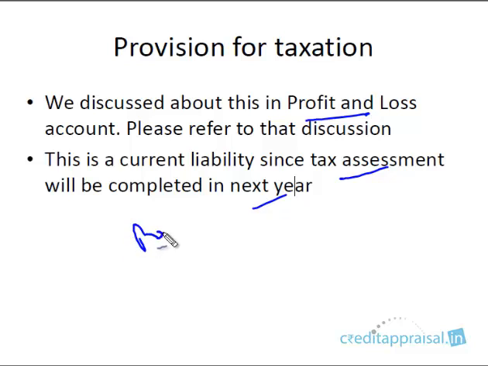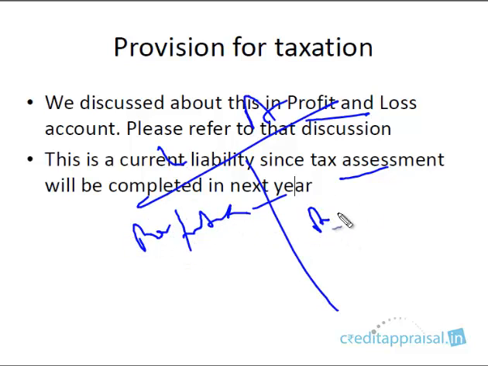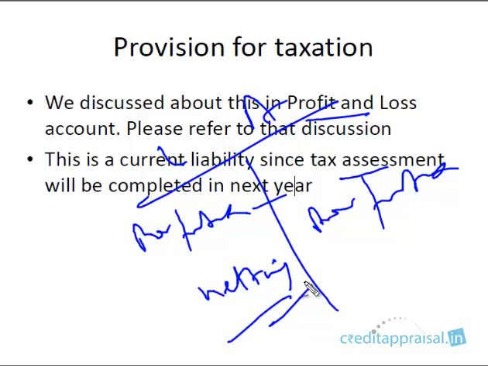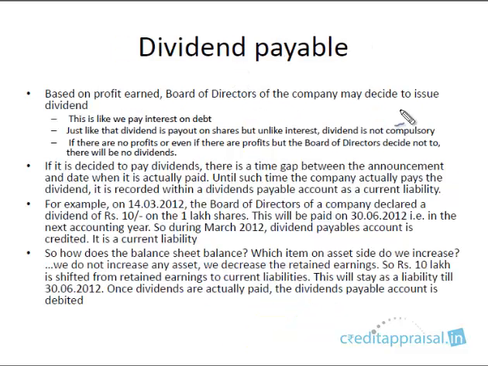Now sometimes the provision for taxation can appear both on the liability side and the asset side. In that case you can do the netting, and that's allowed. Then there is an item called dividend payable. Again, not an item you're going to regularly see, but it's not a rare item as well. If it's a big company, you will see this item, dividend payable.